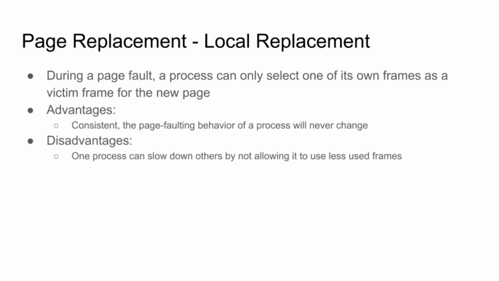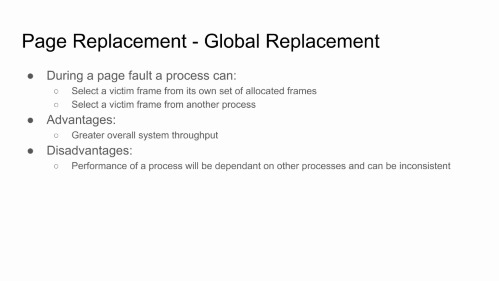With local replacement, in the event of a page fault, a process can either allocate that new page to one of its own free frames or choose one of its currently used frames as a victim frame. The advantage of this is that each process's current pages in memory are only affected by the page faulting of that process. Therefore, its page fault rate wouldn't change. The disadvantage is when you have low priority processes and high priority processes, a high priority process could be slowed down by a low priority process by not allowing it access to its less used frames.